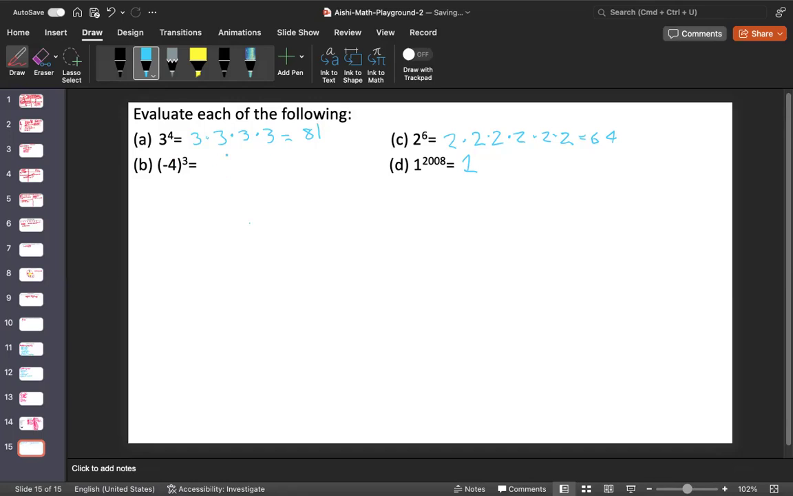Okay, now on to B. So this is -4 to the 3rd power. Right. So we would do -4 times -4 times -4 times -4. So -4 times -4 is positive 16. Positive 16 times -4 is -64.